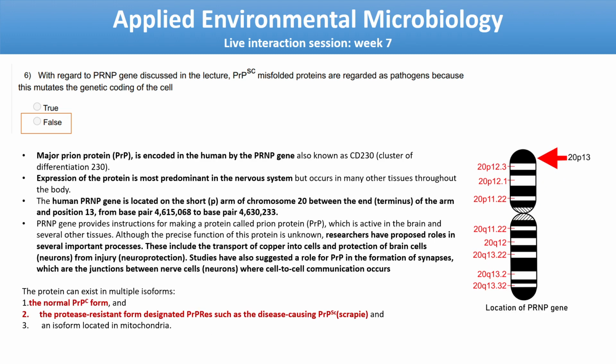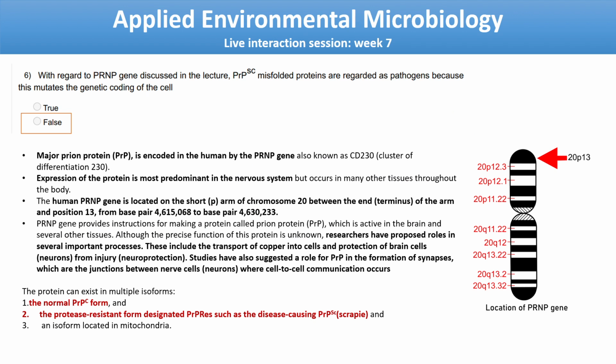So let's discuss what PrP is and what is known about it. Basically PrP is prion protein and it is encoded in humans by the PRNP gene. So PRNP is the name of the gene and the protein is called PrP, that is prion protein. This gene is also known as the CD230 cluster. This prion protein is predominant in the nervous system, but it can also occur in tissues throughout the body.